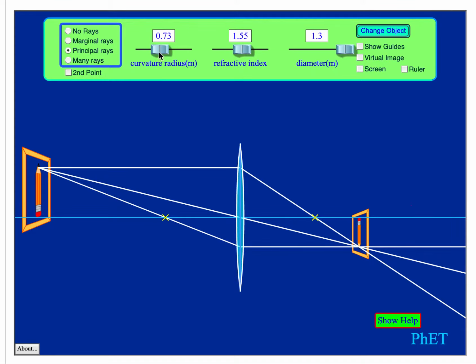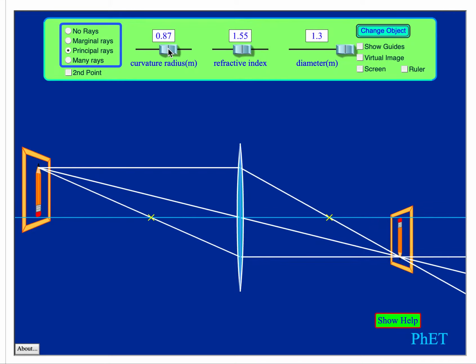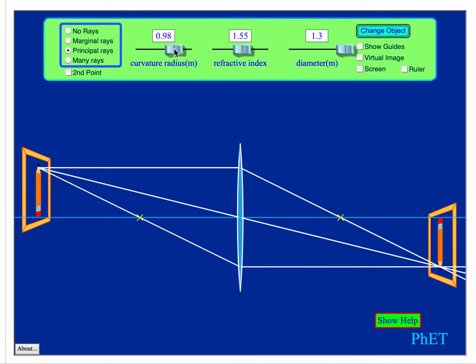So let's start by considering what happens when we change the radius of curvature of the lens. So I'm going to increase the radius of curvature of the lens, and let's take note of what happens to the focal point. As I increase the radius of curvature of the lens, the focal point moves farther from the lens, and therefore the focal length, which is the distance from that point to the lens, increases. So an increase in the radius of curvature causes an increase in the focal length of the lens.